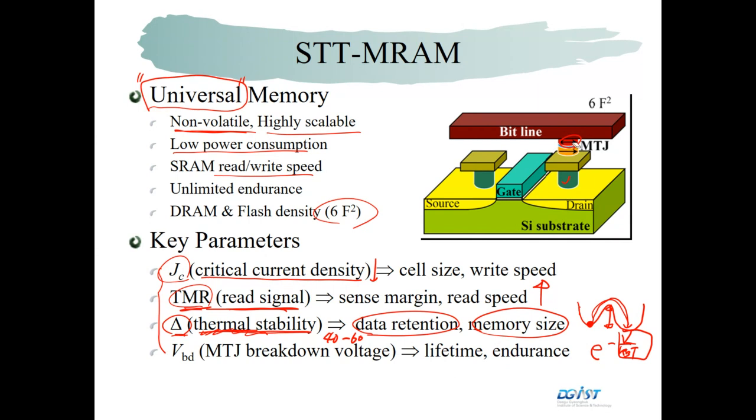And one more weak point is we are sending current in this direction or this direction. So this current should pass through the insulator layer. If you're sending too much current or too much voltage, then the insulator junction can break down. So that's called the breakdown voltage. It should be large. If it is too small, we cannot switch it. So this means we should make a good MgO barrier.